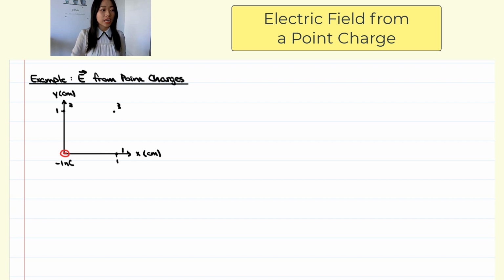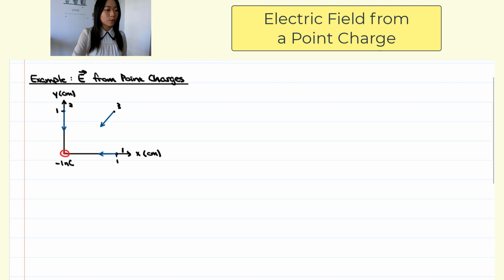Let's find the electric field at each point. Let's first determine the direction of the electric field. Since the source charge is negative, the electric field would be pointing toward the charge. So the electric field at point 1 will be pointing toward the left, toward the source charge. And at point 2, it will also be pointing toward the source charge. Since point 2 is directly above, the field will be pointing downward. And at point 3, it points toward the source charge, so it will be pointing at a 45 degree angle below the negative x-axis.